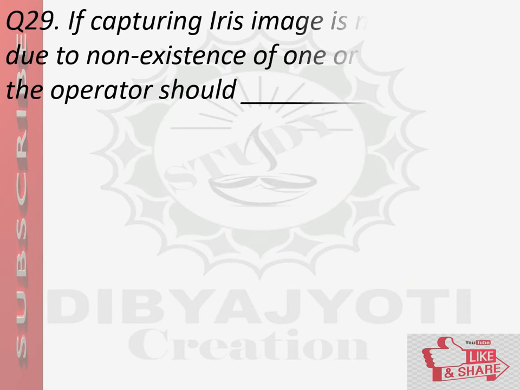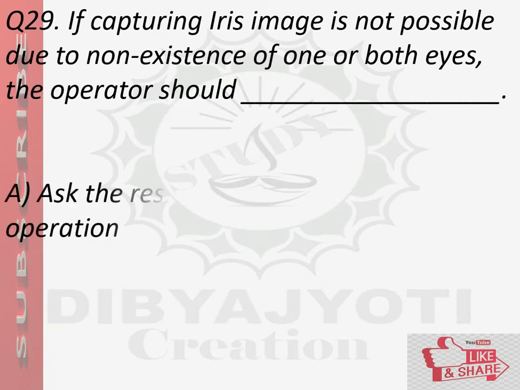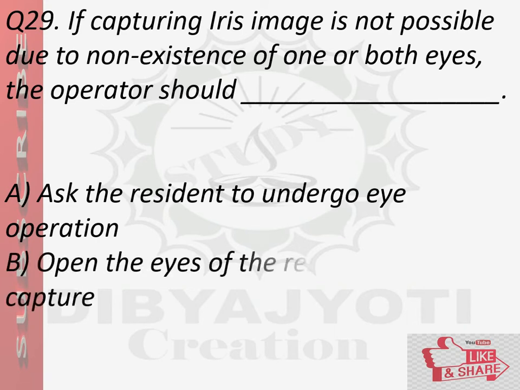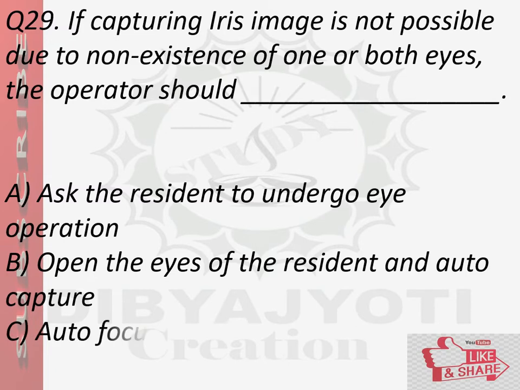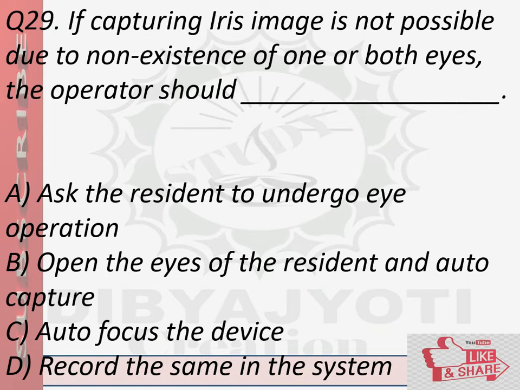Next, if capturing the iris image is not possible due to non-existence of one or both eyes, the operator should dash. Options are: option A, ask the resident to undergo eye operation. Option B, open the eye of the resident and auto capture. Option C, autofocus the device. Option D, record the same in the system, and the answer is option D, record the same in the system.